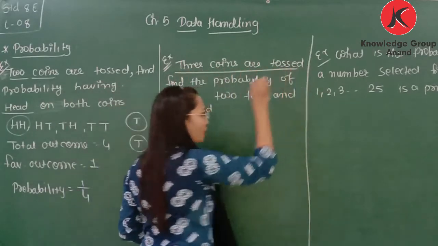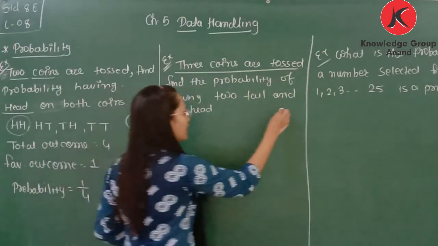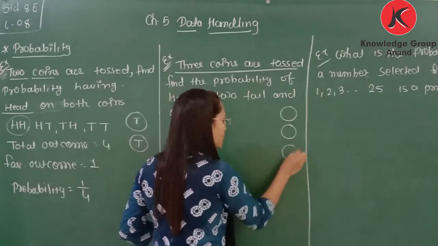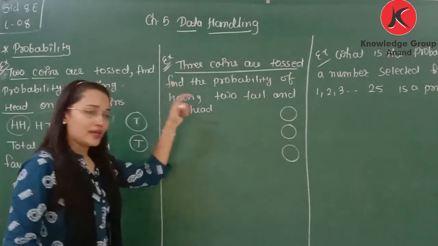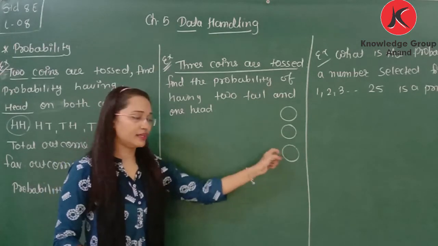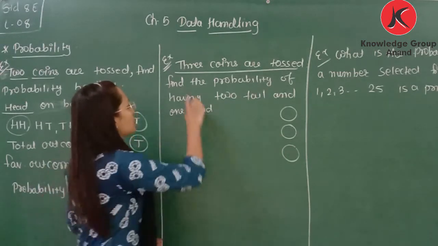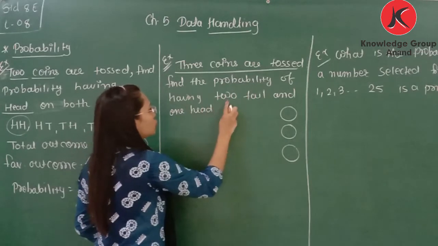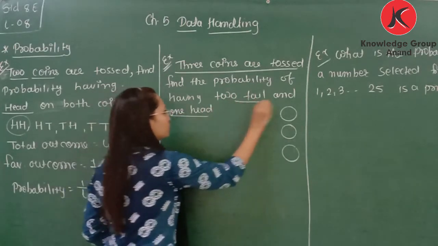Now next, 3 coins are tossed. Now you can see here how many coins are tossed? 3. So let's draw 3 coins. Now there are 2 possibilities for each coin, head and tail. Clear? Find the probability of having 2 tail and 1 head.